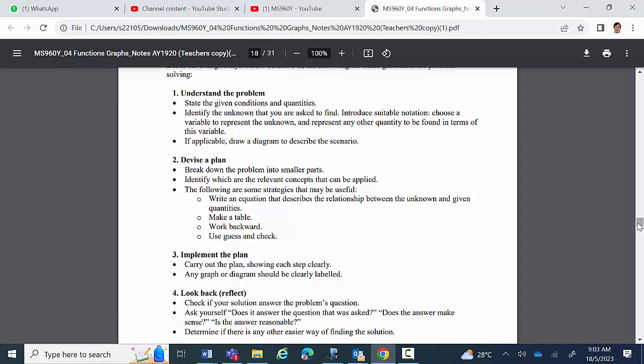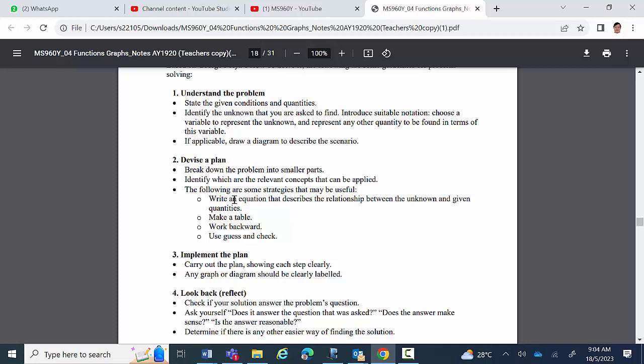Then the second step is to devise a plan. Break down the problem into smaller parts. Identify the relevant concepts that can be applied. The following are some strategies that may be useful. Write the equation that describes the relation between the unknown and the given quantities. Make a table, work backwards, or use guess and check.